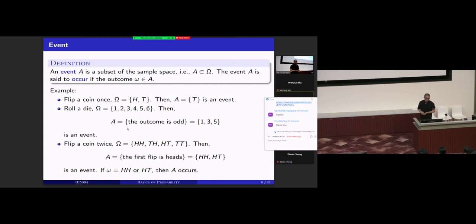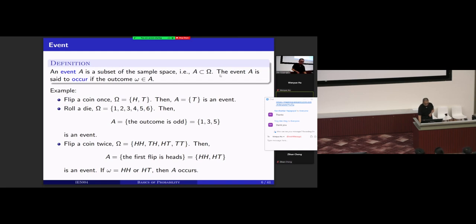And also, maybe we can consider flipping a coin twice. We know that the sample space is like this. So if we define an event, which is that the first flip is heads. The first flip is heads means the second flip could be heads, could be tails. It does not matter, right? So within this sample space, there are 2 outcomes satisfying this condition, which could be HH or HT. So by this descriptive definition of this event, it has 2 outcomes, right? So it's this event.